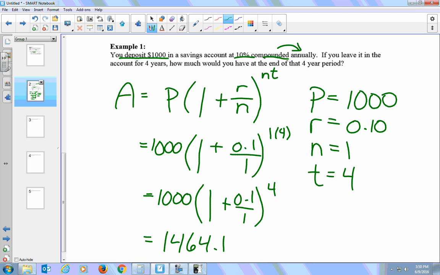1,464.1, which, you know, we're dealing with money, so we don't write money in that way. We say $1,464, and then we just add that zero on the end and 10 cents. Okay, so moving on, next example.